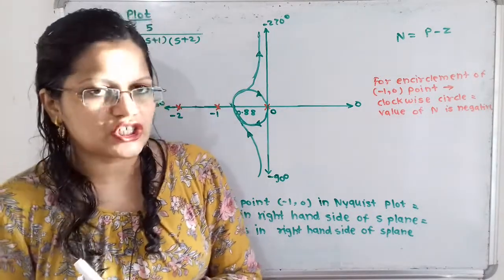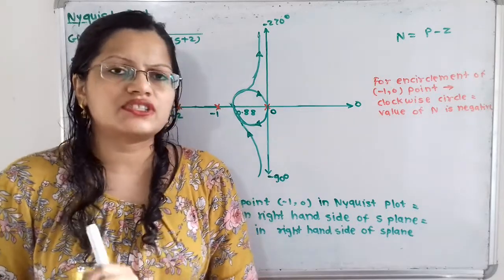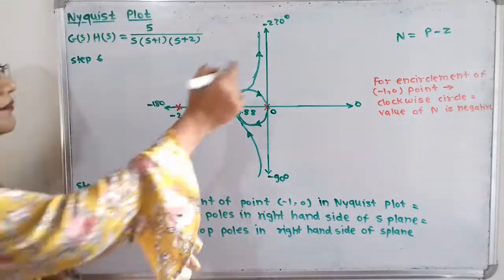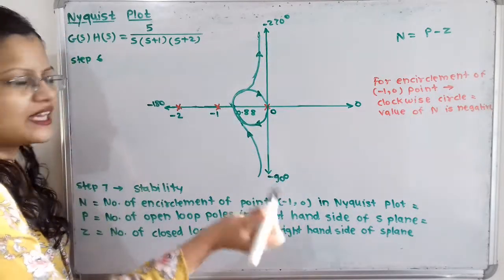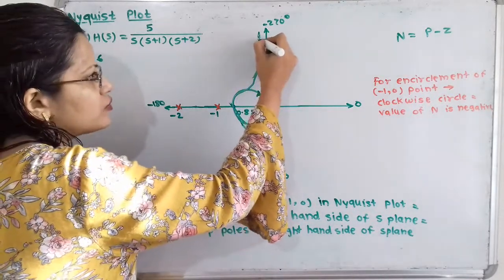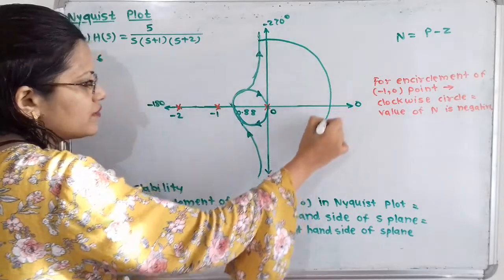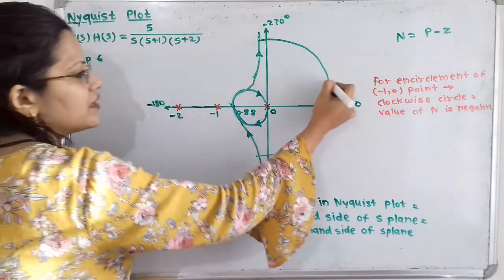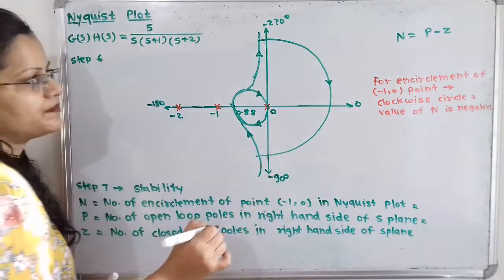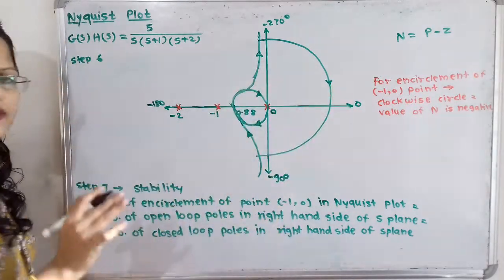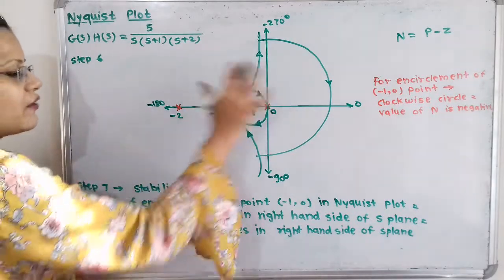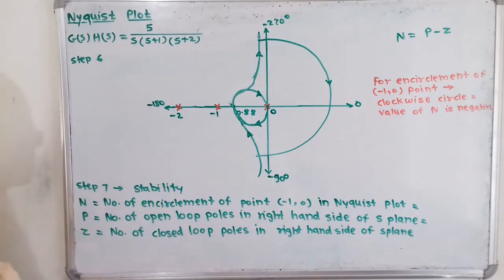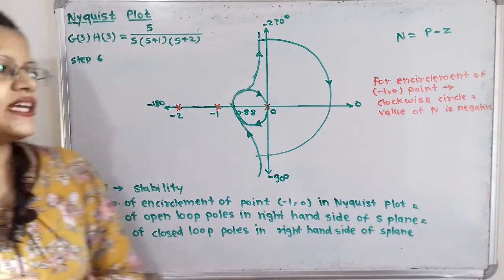Now for section C4. For section C4, the magnitude is infinity, and we have to show the circle in the clockwise direction, which I have already shown. So I will show it here with magnitude infinity. This is the circle in the clockwise direction. So this is the Nyquist plot. All these parts we have already drawn, so we just have to join them here. Now we will move to the next step.